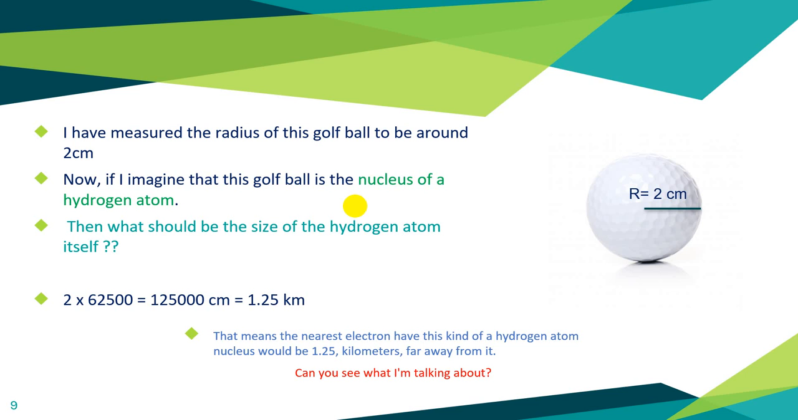So, if this golf ball has a radius of 2 centimeters, and I multiply this by the ratio 62,500, it comes out to be 1.25 kilometers. That means the nearest electron of this hydrogen atom nucleus would be 1.25 kilometers far away from it. Can you see what I'm talking about?